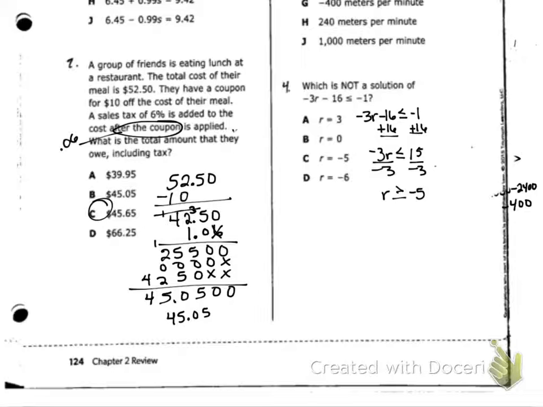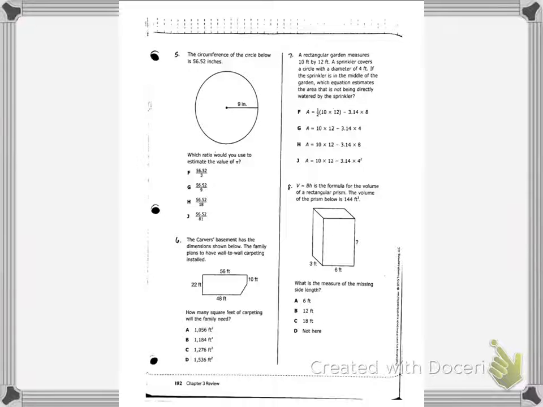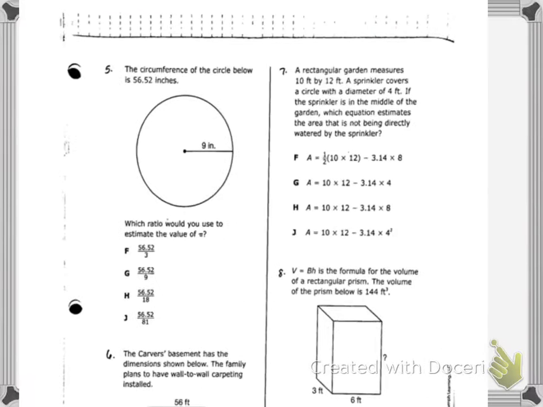Alright, so I'm looking for something greater than or equal to negative 5. Well, the only thing that's less than negative 5 is D. That would be an incorrect number sentence. Negative 6 is not greater than or equal to negative 5. So again, the answer is D. Alright, moving on. Number 5.